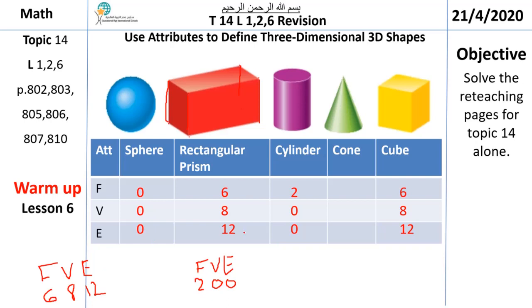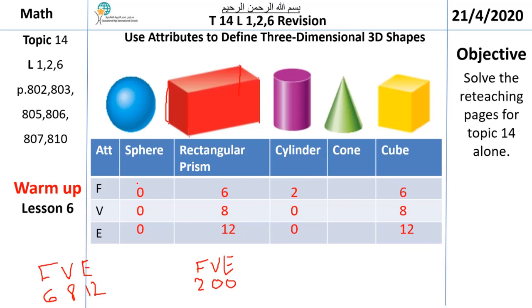Okay, now which shape has the same F and V and E? Is it the sphere or the rectangular prism or the cylinder or the cone? We skipped it, right? Or the cube. So you will say it is the sphere.